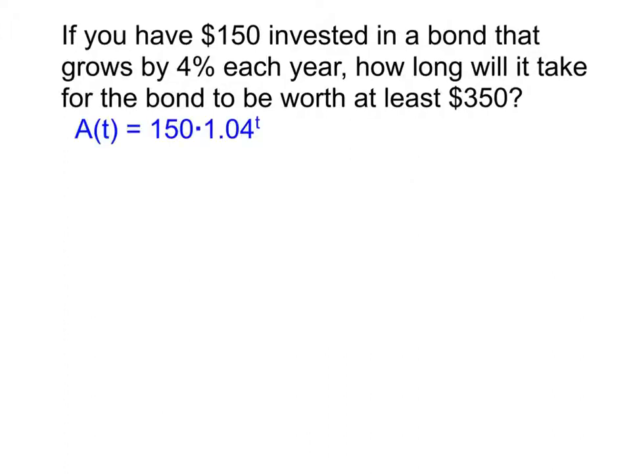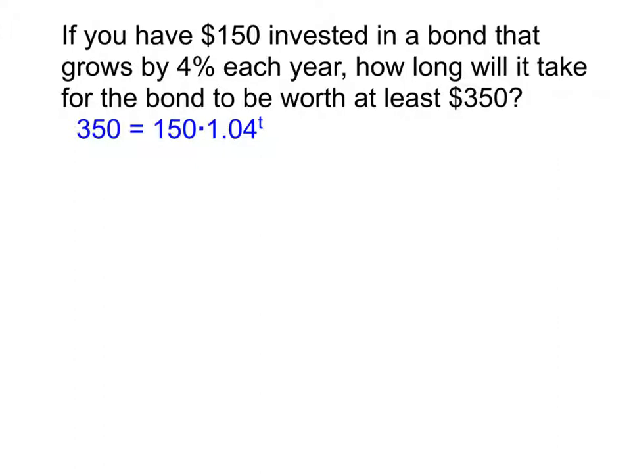So I take my equation, and I went ahead and did the 1 plus the 0.04 just because it's going to make later calculations easier. And we can take that 350, that's the final amount that we're looking for, and I can plug that in for the A of t. So now this is the equation that we start with, and the one that you are solving.